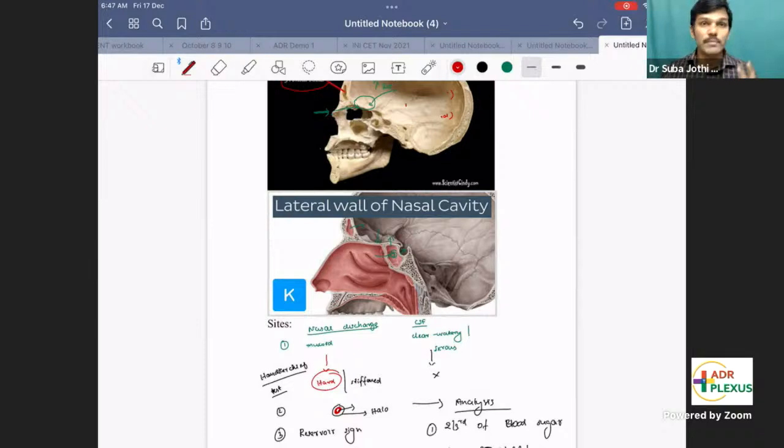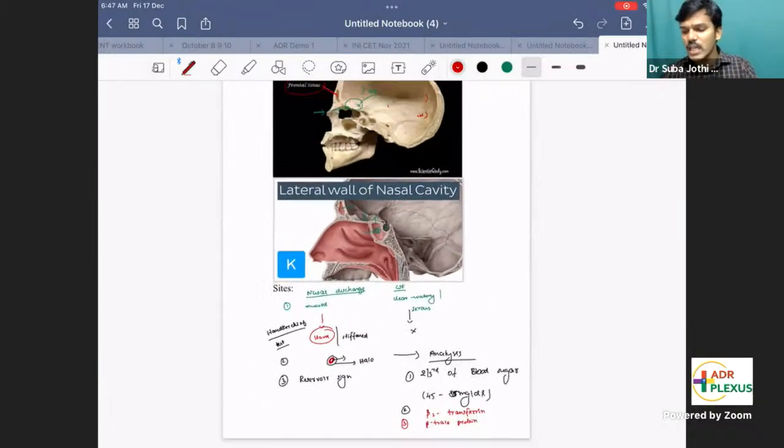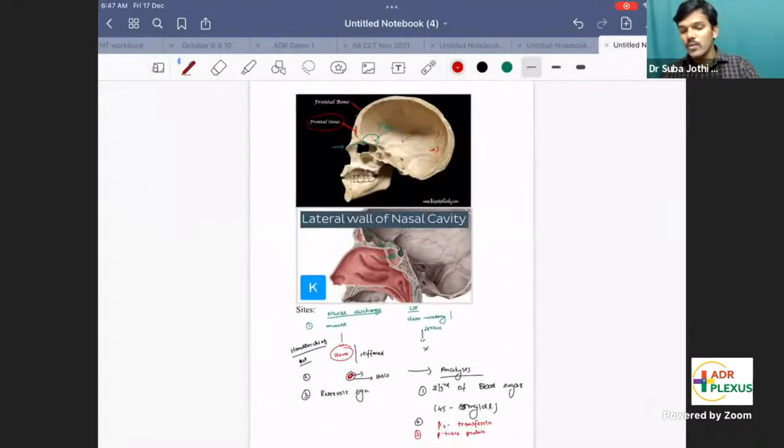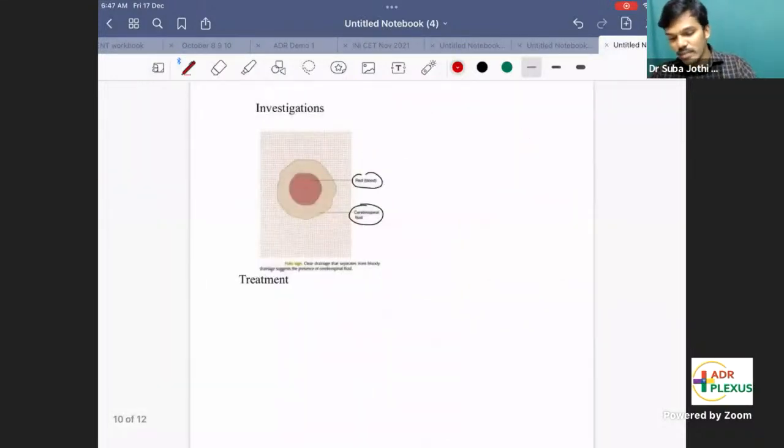So we have seen how a CSF leak could occur in the bones of the paranasal sinuses. Then we have seen the important clinical features. Now we have taken that sample and sent it for biochemical analysis. We got some results: sugar, beta 2 transferrin, beta trace protein. Now we have to exactly locate the site of the defect with imaging studies. How can we locate the site with imaging?